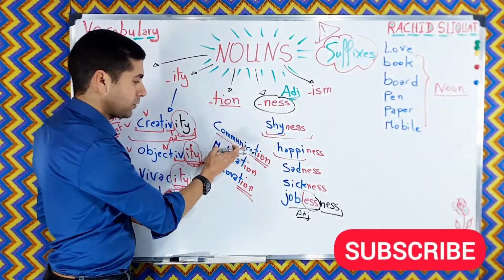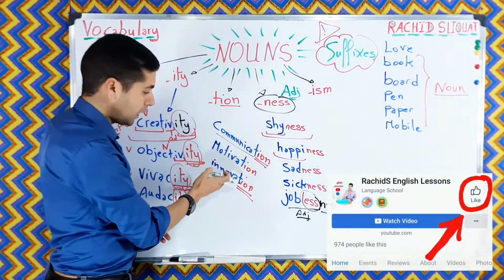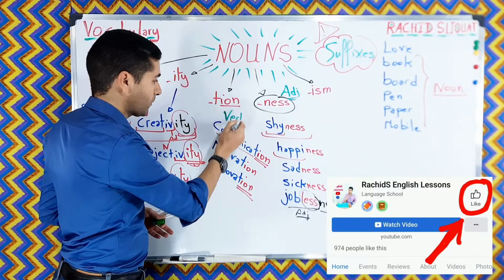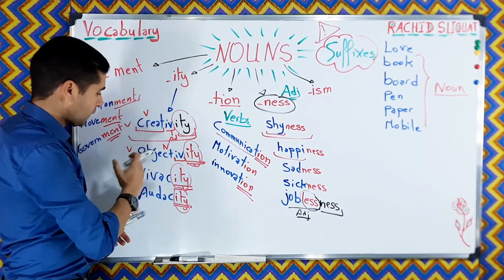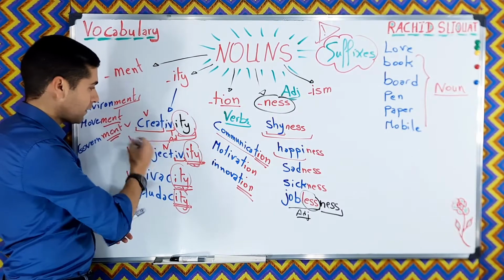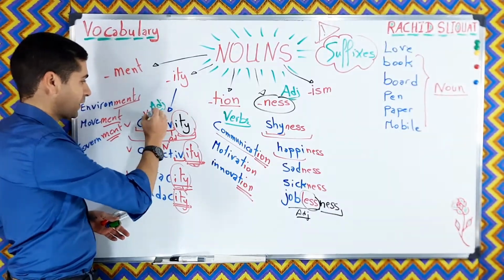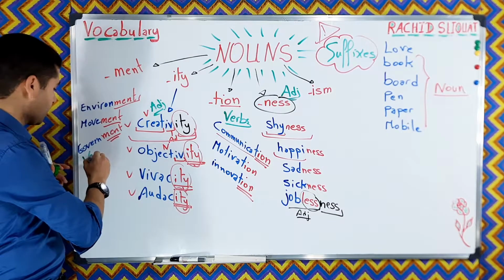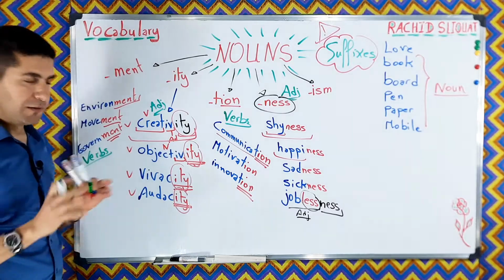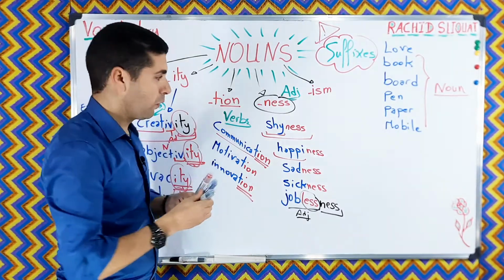So for example, here we have communicate, motivate, innovate. These are verbs, okay? So we add it to verbs. Creative, objective, these are also adjectives, all right? Govern, move, these are verbs, okay? So this is very important to know, right?